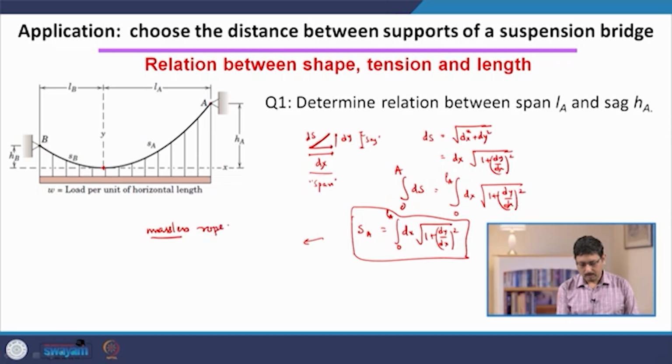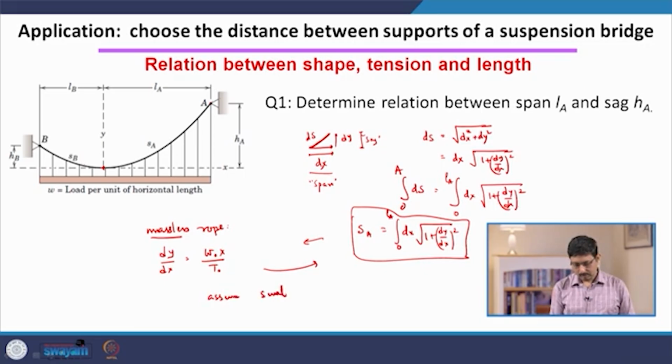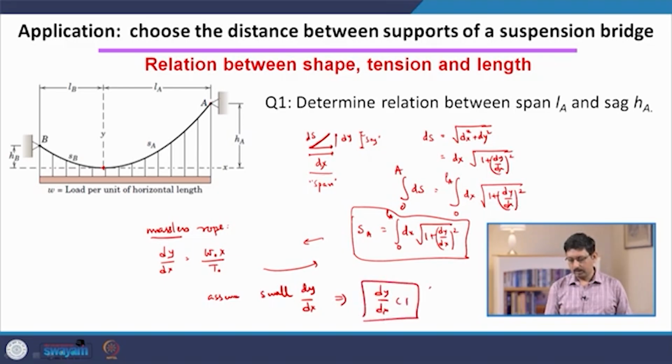rope, in this case we derived that your dy dx was some simple function. Now, you can put it here and then assume that dy dx is less than 1. Then you can expand this. So, you can do a series expansion and then you get a relation, and see what happens.